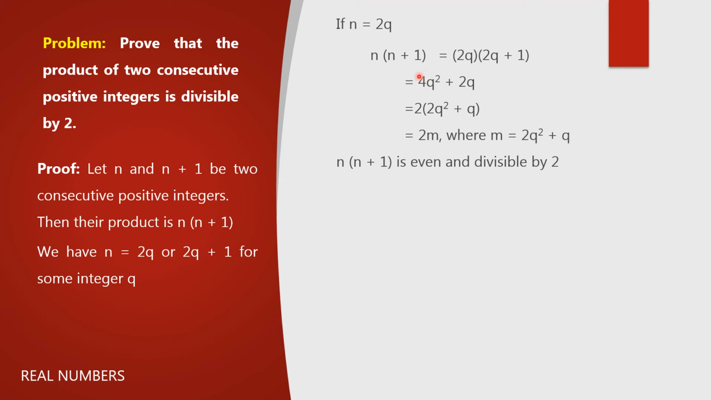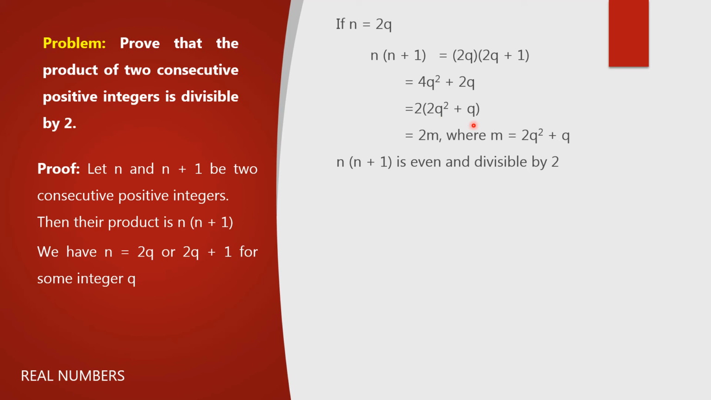I have taken 2q into 2q plus 1. Simply substitute the value of n in place of n. 2q into 2q plus 1, multiply this. 2q into 2q is 4q square plus 2q into 1 is 2q. By using distributive property, you can take common 2 here. 2 into 2q square plus q. In bracket 2q square plus q is there.